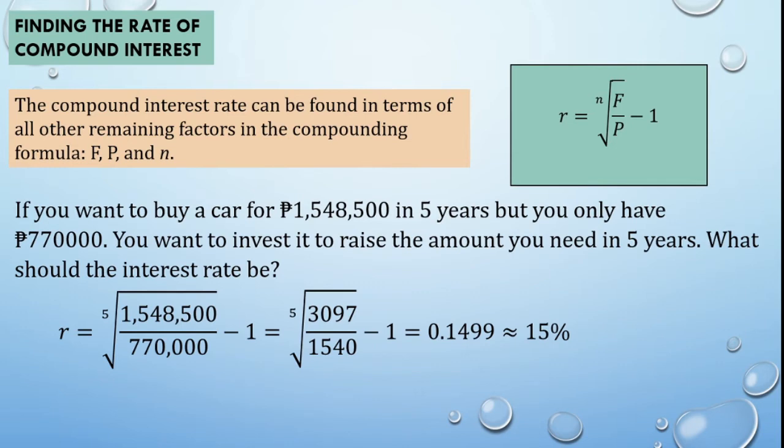We have N is equal to 5, F is equal to 1,548,500, P is equal to 770,000. Then, plugging it in our formula, we have R is equal to the fifth root of 1,548,500 divided by 770,000, minus 1, that is equal to 0.1499, or approximately equal to 15%.